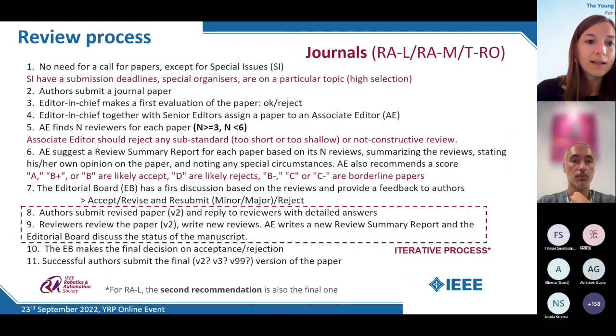Of course, there are some limitations. For example, for Robotics and Automation Letters, the second recommendation is also the final one. So you may have a second version of the paper, but not a third. The third will be just accepted or rejected directly.